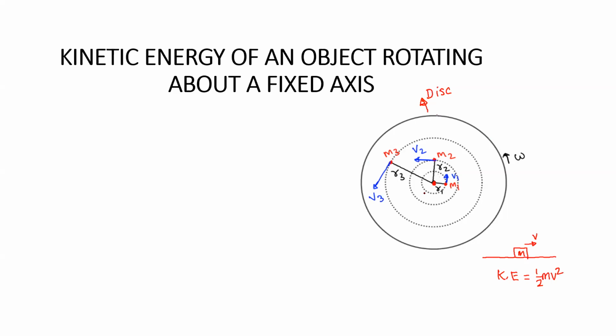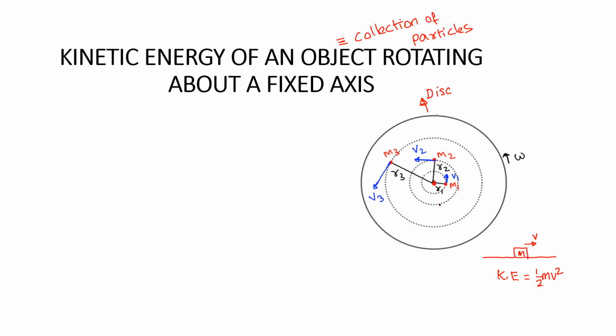To do that, we take this object, and this object is definitely made up of a collection of particles. It's a huge collection of particles. And here I have shown three particles, M1, M2, and M3. M1 is located at a distance R1 from the center, M2 is located at a distance R2, and M3 is located at a distance R3.